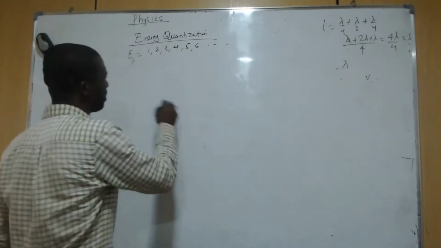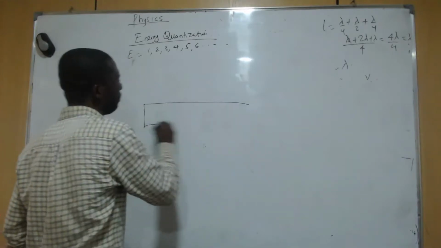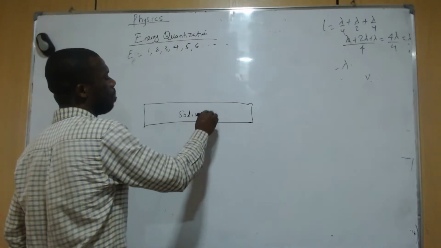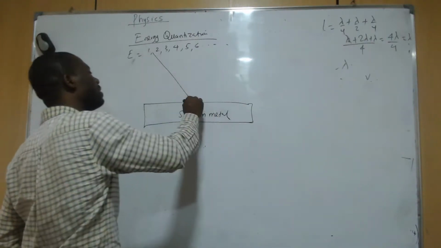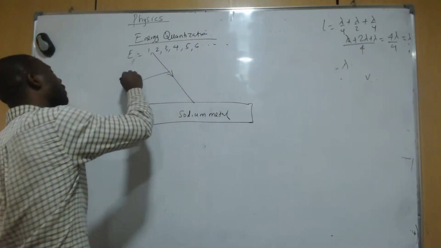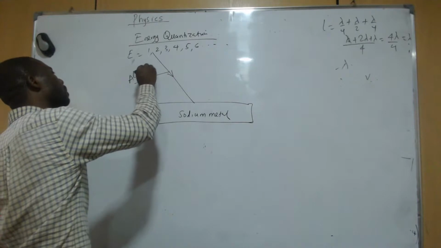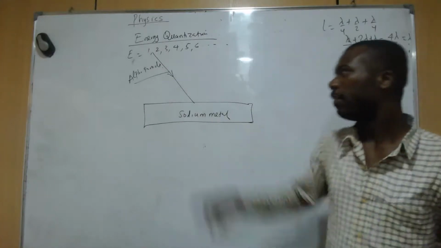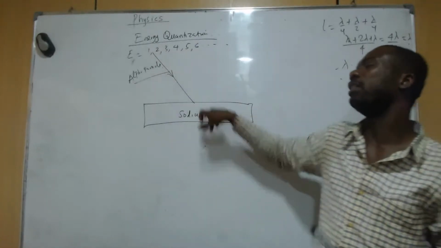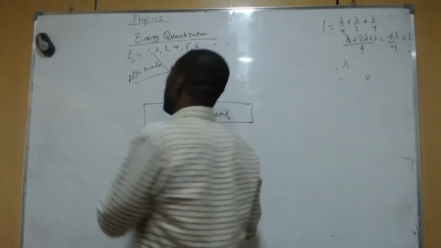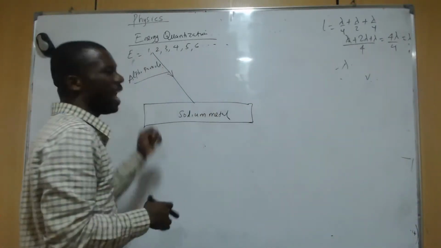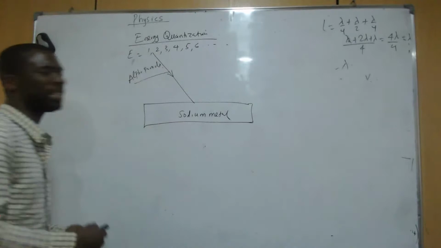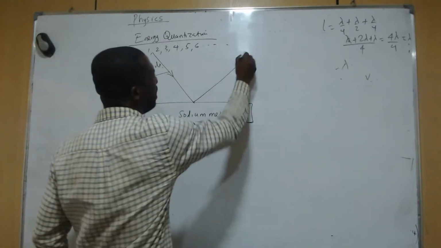Now, let's take, for instance, that we have a metal. This is a metal of sodium, and then we have an incident ray of light from, let's say, an alpha particle. Now, when this light or this energy falls on it, the electrons inside will start gathering energy until a particular point they will peak off and then be liberated.